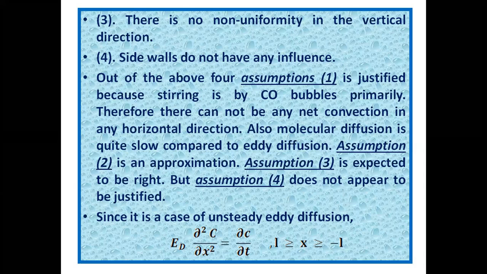Also, molecular diffusion is quite slow compared to eddy diffusion. Assumption 2 is an approximation only. Assumption 3 is expected to be right. Whenever you come to assumption 4, it doesn't appear to be justified. Regarding the side wall, you might have heard of the rotary kiln. When the kiln is rotating, you cannot avoid the effect of the side wall.